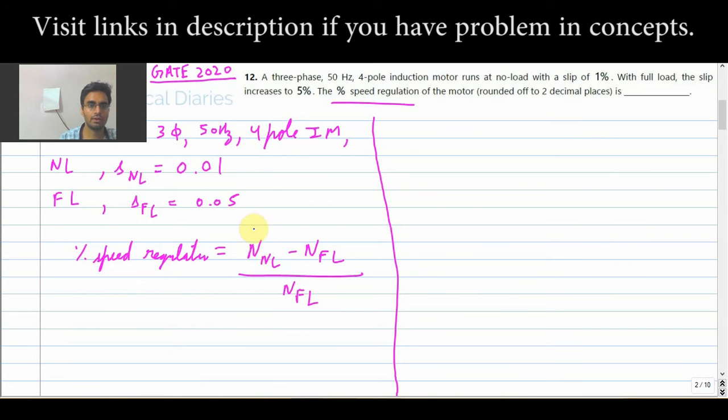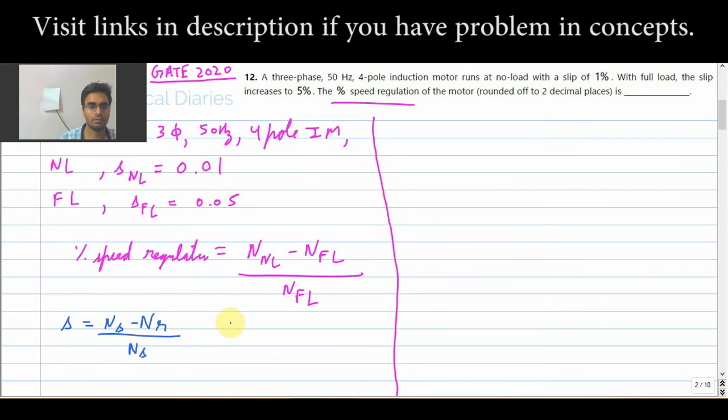But to calculate the no load and full load speed from the slip, you need the synchronous speed. See how I know the slip formula is. The first step is whatever you read in the question, you start writing any formulas related to it. Then the strategy strikes in your mind. So slip is (ns minus nr) by ns.